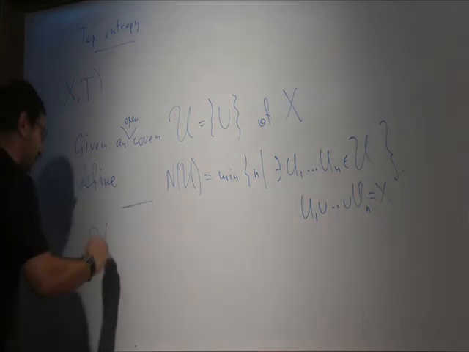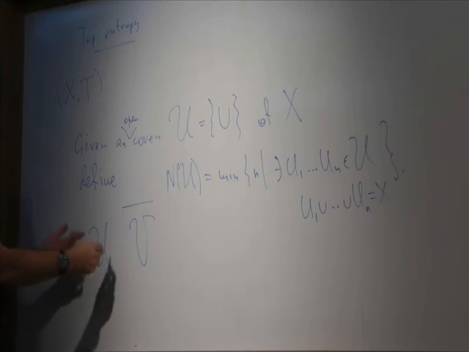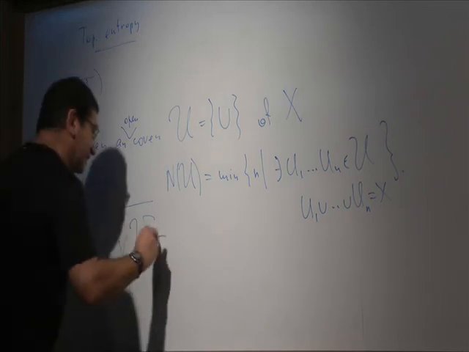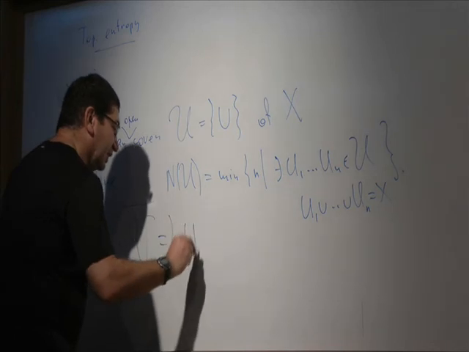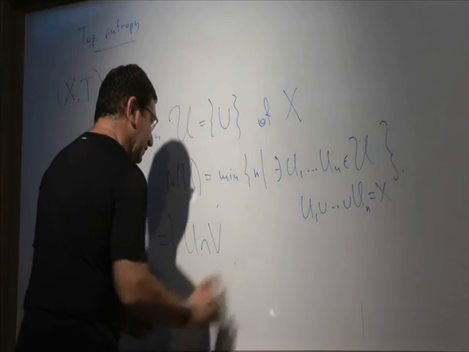I have two covers, right? These are not coverings, but covers. So this is by sets. This is script U, this is script V. Each of those consists of regular U's and V's. The join is the collection of all intersections of U and V where U is in script U and V is in script V.